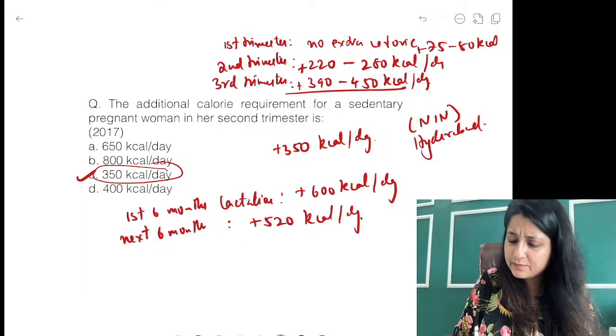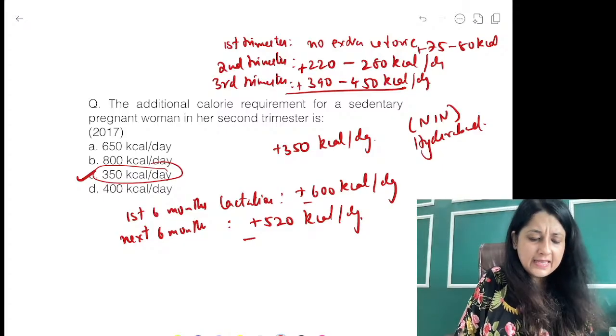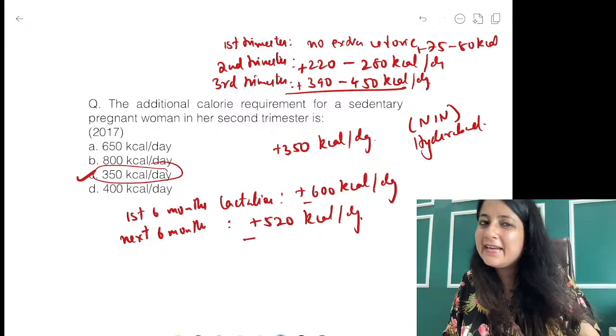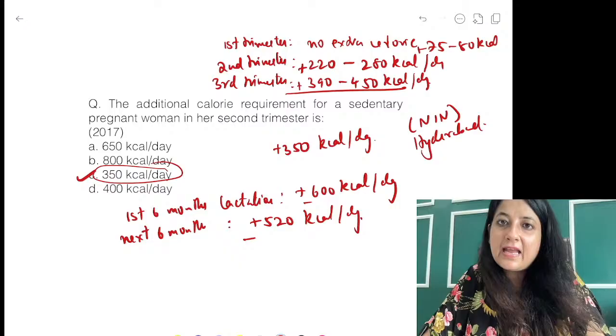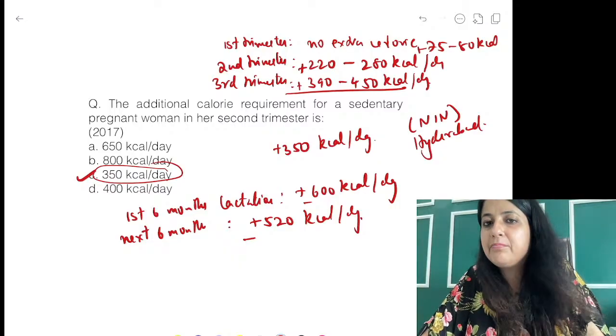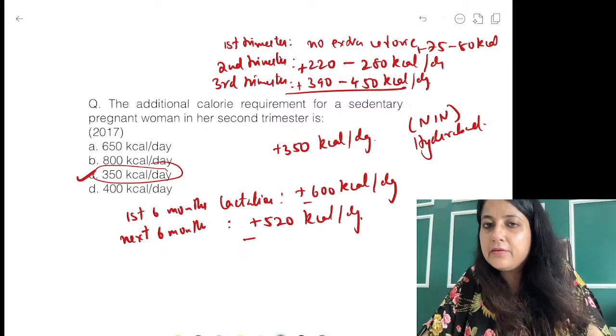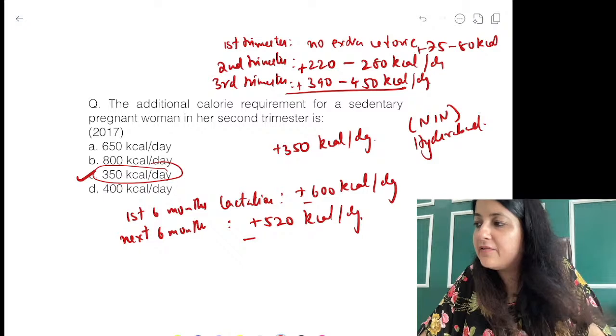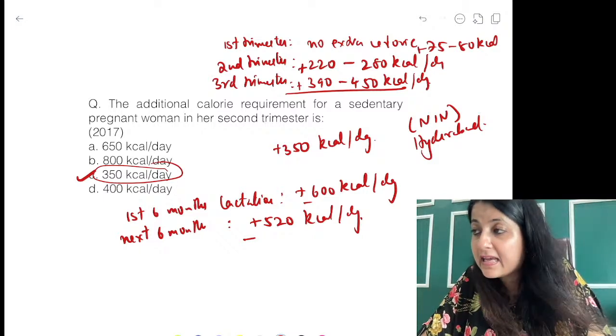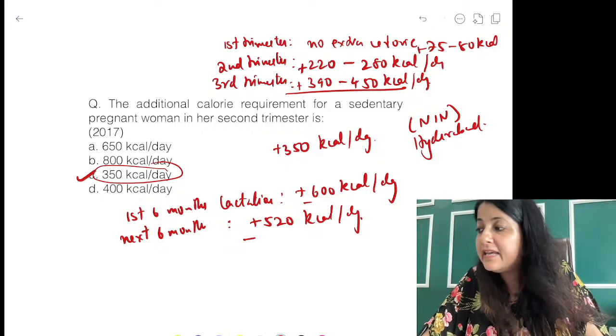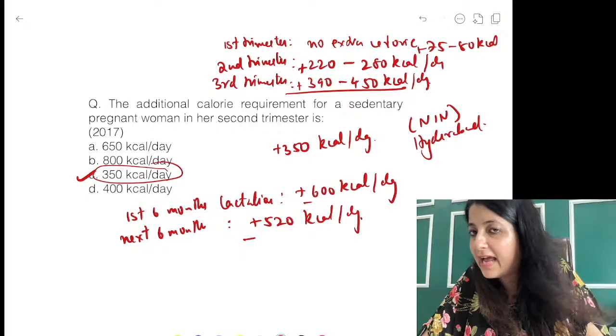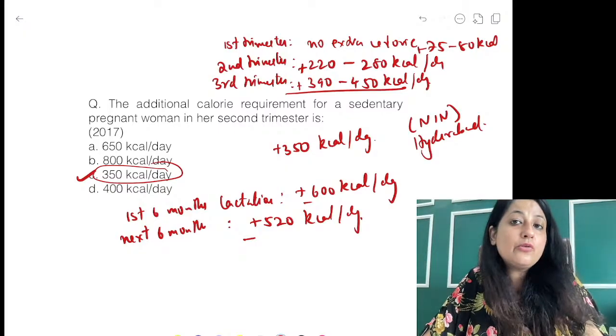And what are you adding this plus to? Can anyone tell me where you are adding this plus? Am I adding it to some randomly picked number, 1000 plus 120? 1500 plus 120? What do you add this plus to? The RDA, guys. So what is that value to which you are going to add?